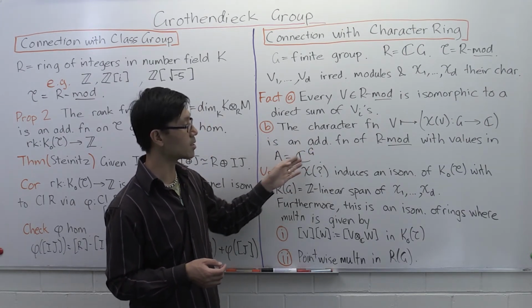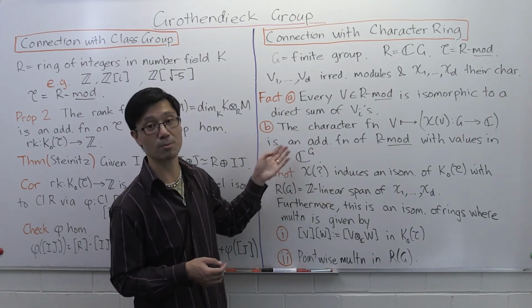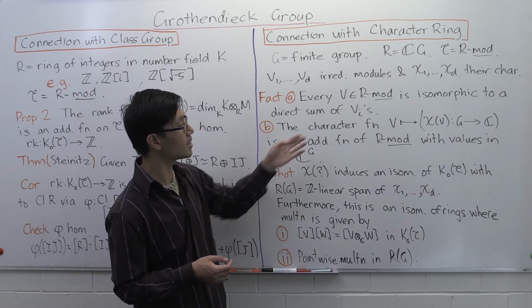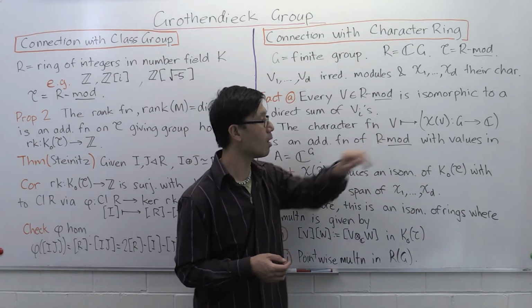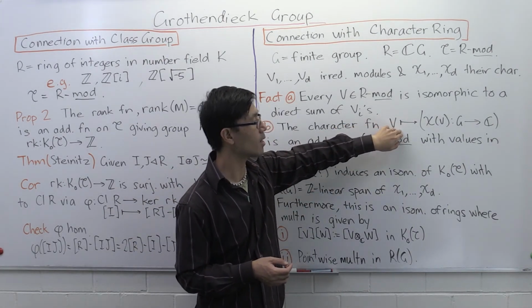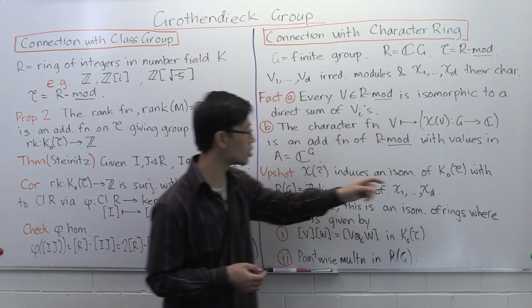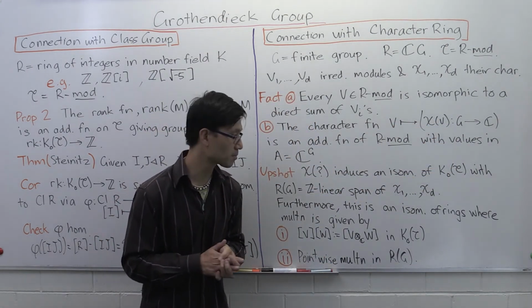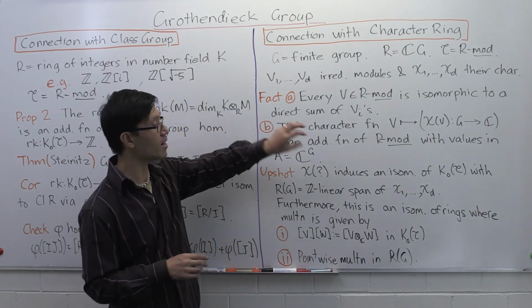That's what this is, and you can just add; this is even a vector space over C, let alone an abelian group. And it is an additive function. If you have a direct sum of modules here, then chi of the direct sum is where you just take the sum of those two functions pointwise. That's all you need to do. So we have an additive function.